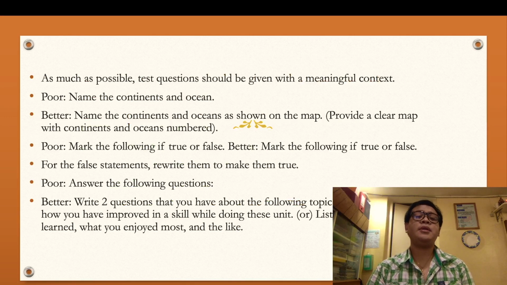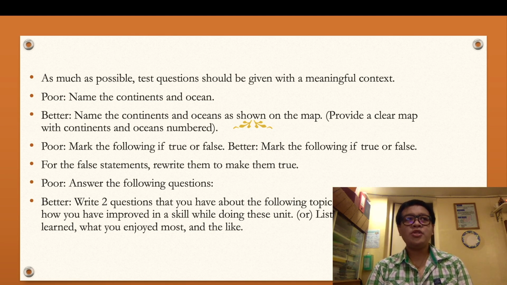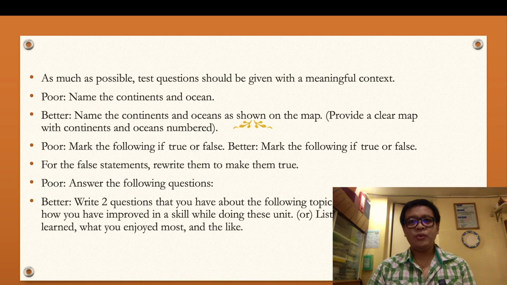As much as possible, test questions should be given with a meaningful content. This is a great challenge for teachers because some of the test questions don't really have that meaningful context or relation to the certain topic. It would be best that these tests should always be anchored properly as to what the expectations are, what the things are that the students would like to learn in connection to the curriculum.